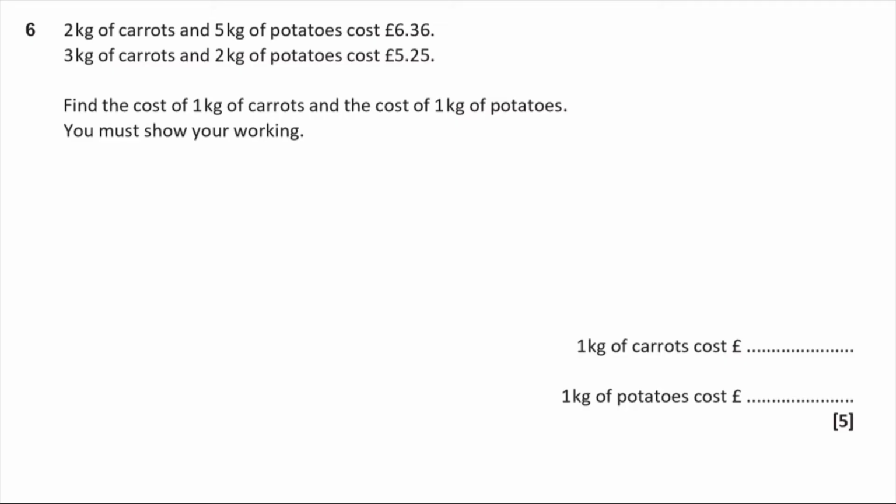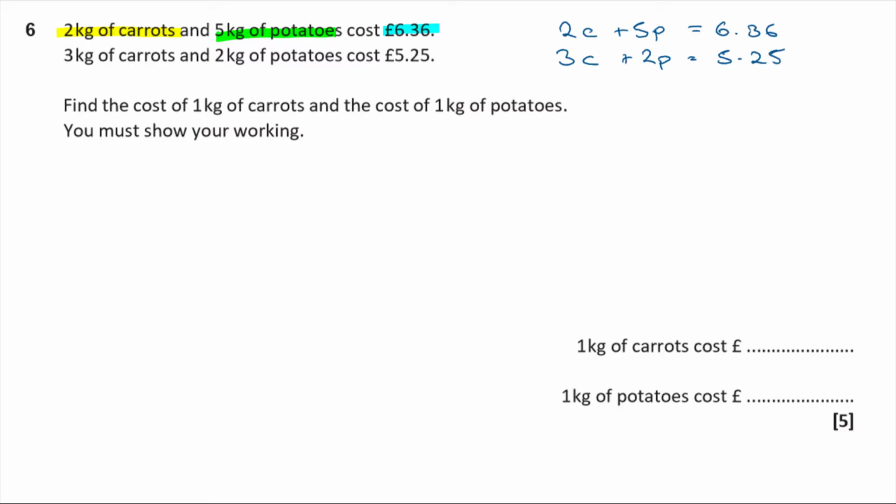So the first one, 2 kilograms of carrots and 5 kilograms of potatoes cost £6.36. So writing that algebraically, if I say C is the cost of carrots and P is the cost of potatoes, then what I'm saying is 2C plus 5P is equal to 6.36. Okay? And the second equation is similarly 3C plus 2P, and that's equal to £5.25.